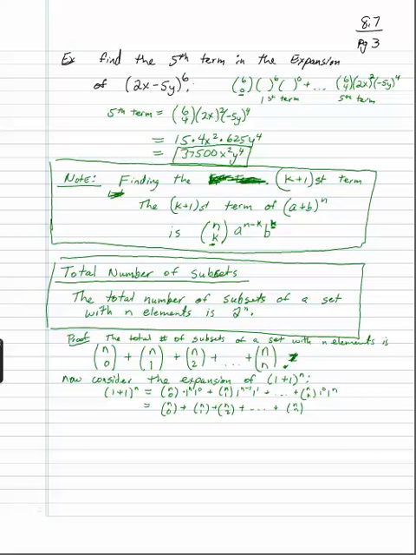And notice that the left-hand side is 1 plus 1 to the n, and then just doing order of operations, 1 plus 1 is 2, so it's 2 to the n. So that proves that the total number of subsets of a set with n elements is just 2 to the n. So it's a nice little proof, pretty elegant.